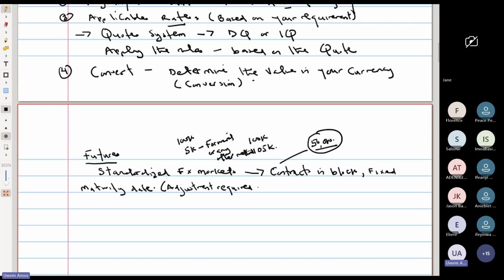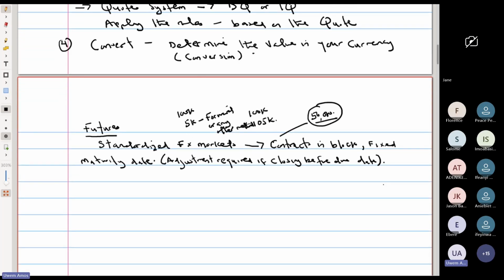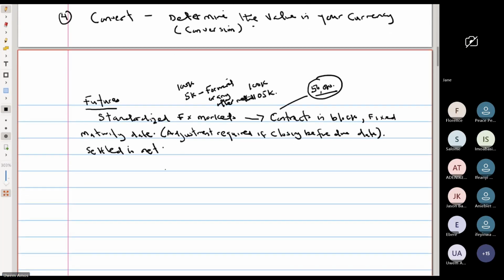So if you are closing before the due date, you need to make some adjustment to the price. Okay, and that talks about the concept of basis and basis risk. So we're not going into that right now. And then finally, very important is that futures are settled in net. All right, so those are the key elements of a futures contract.